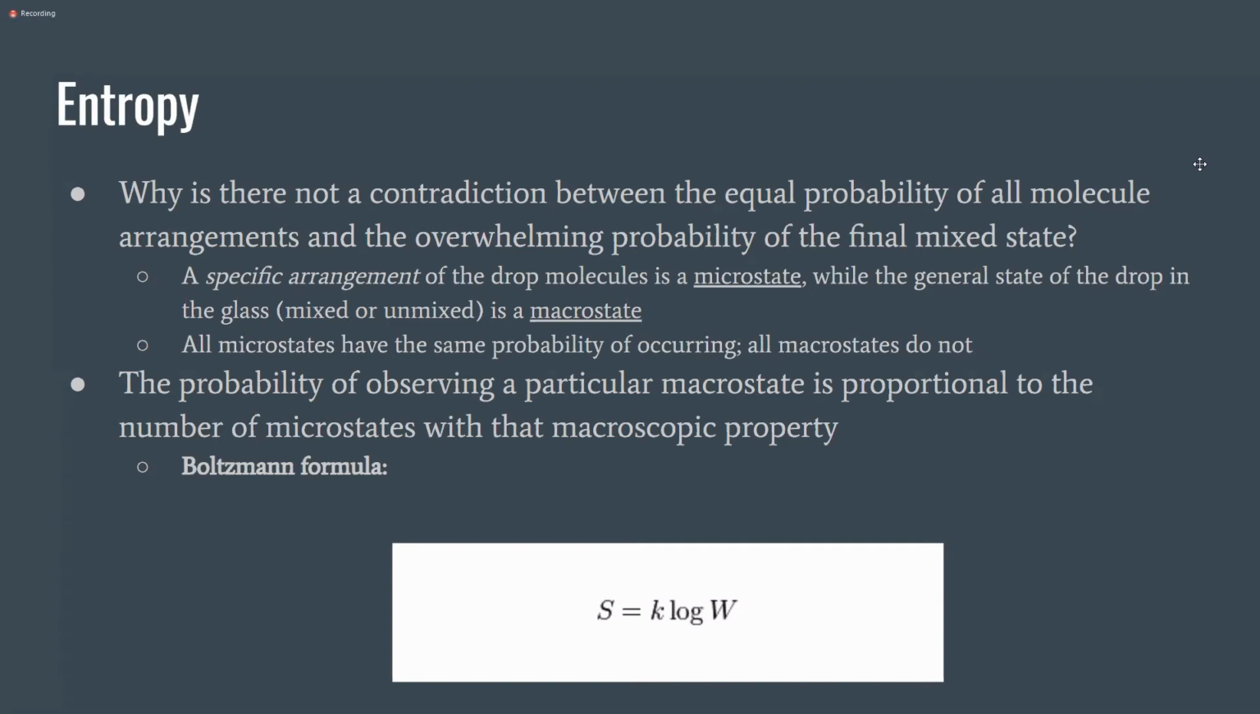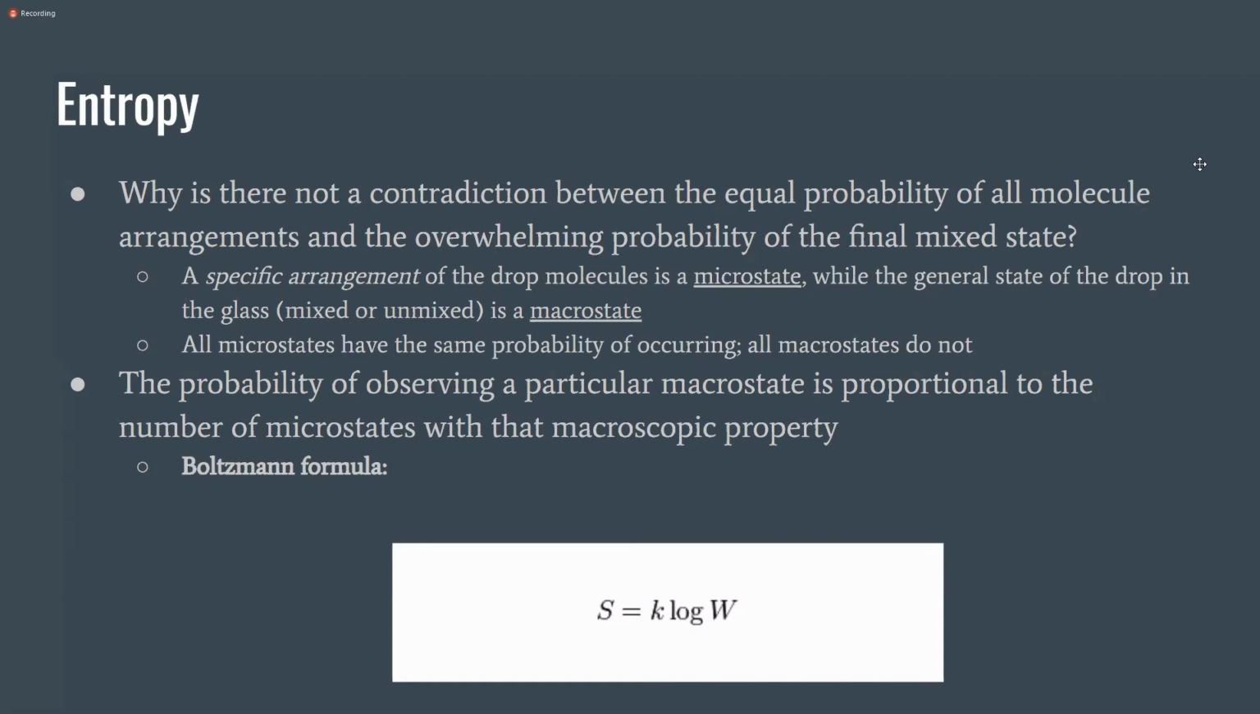And so the probability of observing a particular macrostate is proportional to the number of microstates with that macroscopic property. So that's looking at the Boltzmann equation here, where W is the number of microstates, k is the constant, and S is the entropy.